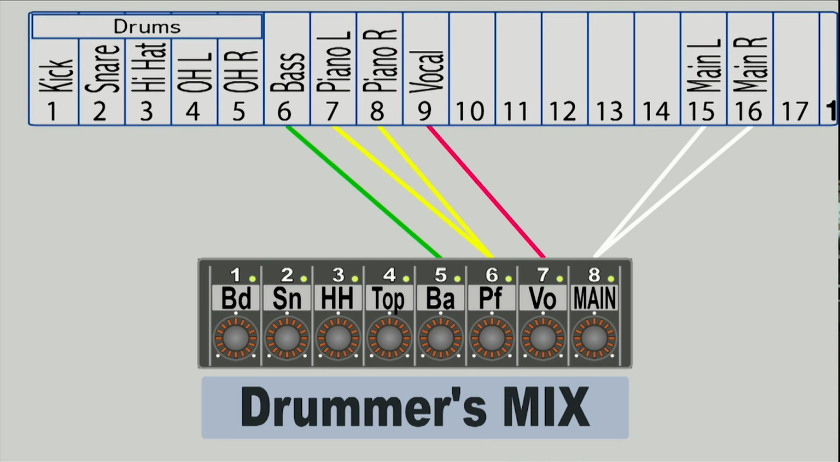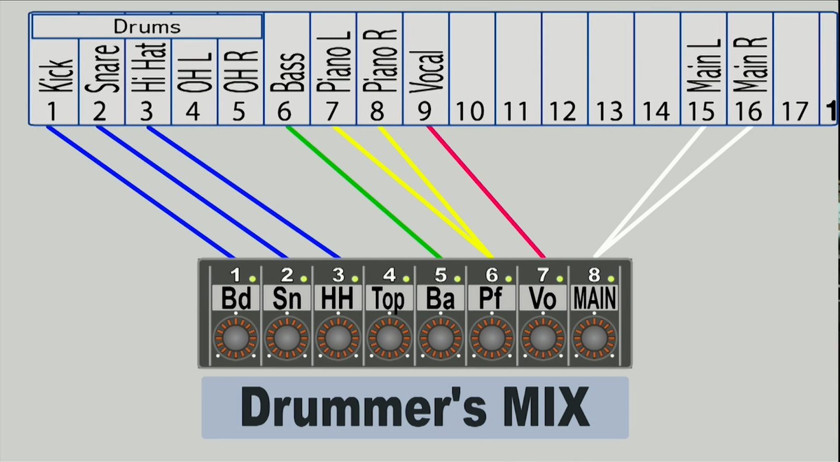Let's look at what the drummer might like to control. The drummer chooses to have separate control over each drum mic, except the two overhead mics, which are on one group, panned to the left and right.